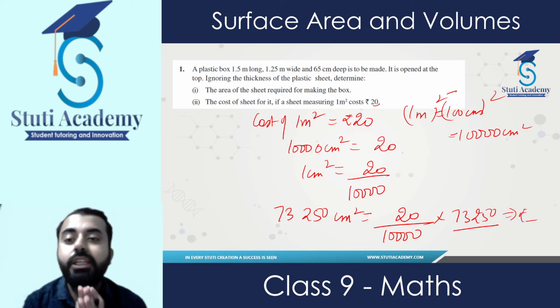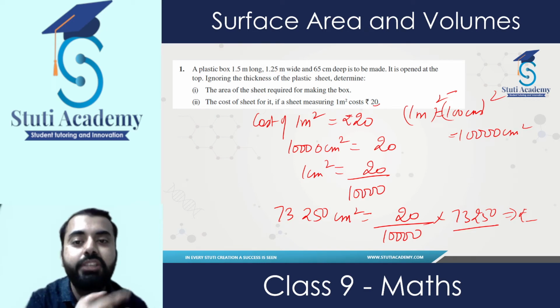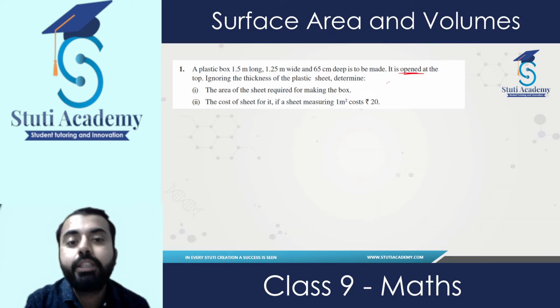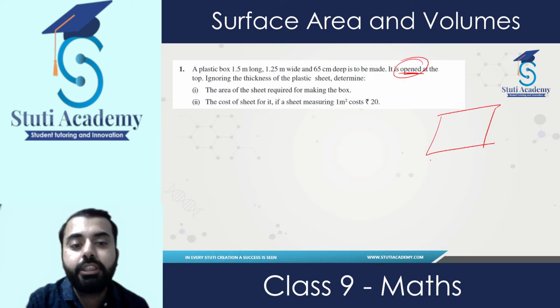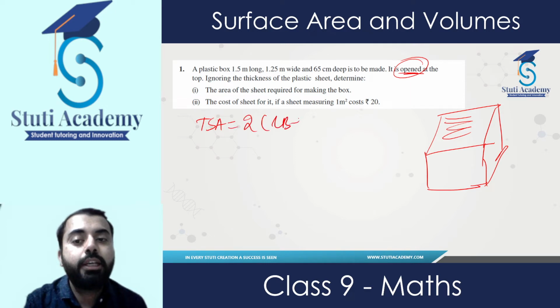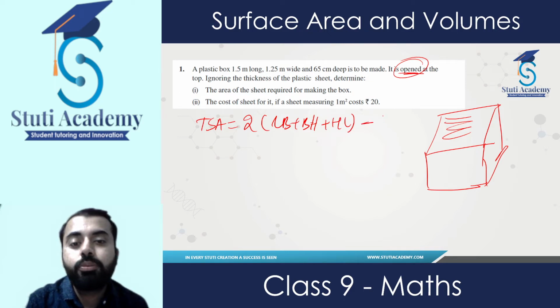Let me tell you again. It was given to you that there was a plastic box of dimensions. Sorry, we did it wrong. I got this. It is open at the top. It is given to you that it is open at the top. Let me just draw it again. It wasn't having any top, so in that case, my TSA was 2 into (LB plus BH plus HL). I didn't require any top, so that means I have to subtract LB from it.